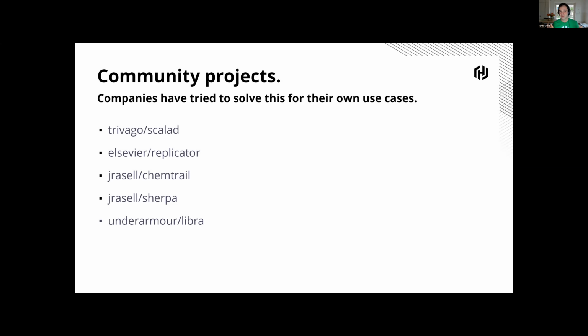And this is actually a problem that many have already tried to solve. And I'd like to give a shout out to some of the community projects that exist that try to solve these problems. One of them is Scaler from Trivago. And then James Rosell was involved in quite a few of them. You might call him Mr. Autoscaler. So we have Replicator from Elsevier, and then Chemtrail for actually scaling up the clusters, and then Sherpa for scaling up the workloads. And then we have Under Armour Libra.